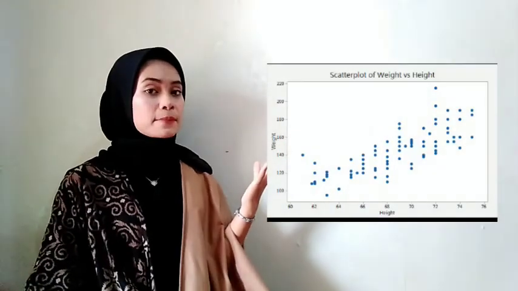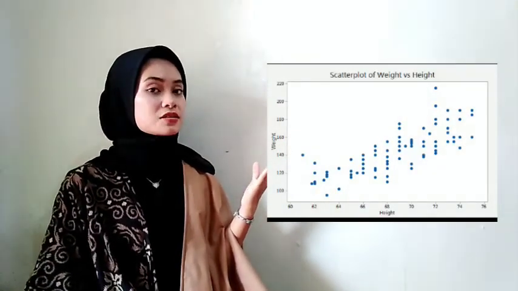If there is no correlation, the dots appear in random places on the graph. If there is a strong correlation, the dots are close together and form a line through the graph. And here's the example of a scatter plot.